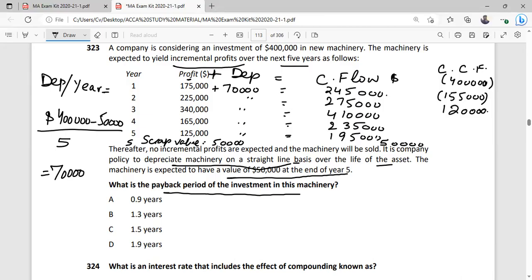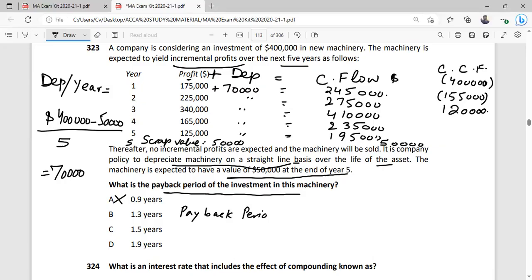Means after 1 year, but before the end of second year. Now what would be the payback period? Definitely not option A. But what about B, C or D? We will calculate the payback period.